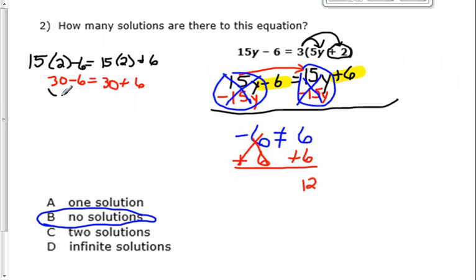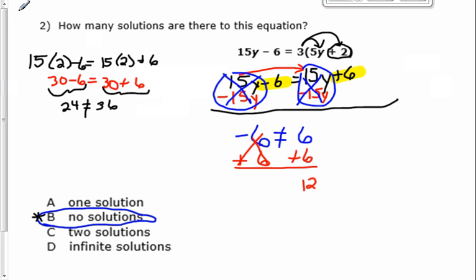Okay, so when I look at that, 30 minus 6 is 24. 30 plus 6 is 36. So there's an exact difference of 12. It's never going to work. So the answer was no solutions no matter what.